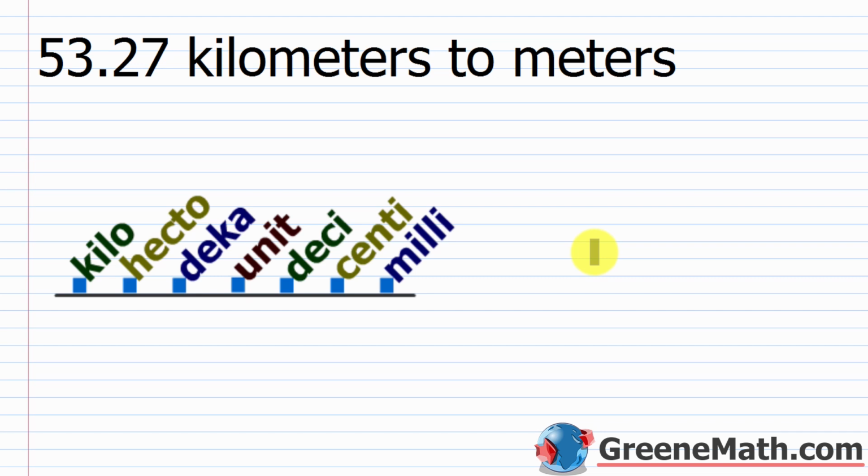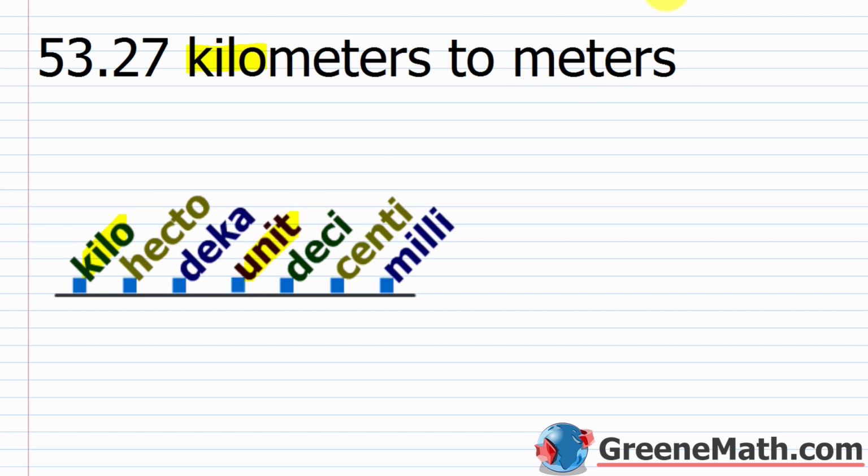So the first thing you want to do when you're using a prefix chart is identify the prefixes involved in your conversion. So in this case, we're going from kilometers to meters. So I have kilo here that comes before meters, and then I'm converting to the basic unit meters. Now locate those on the prefix chart. I have kilo here, and then I have the basic unit, which in this case is meters, right here.